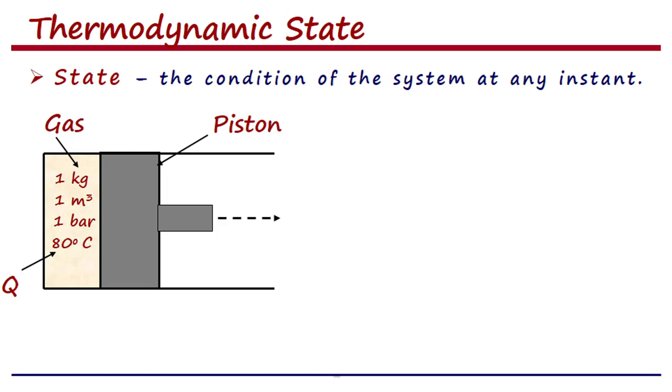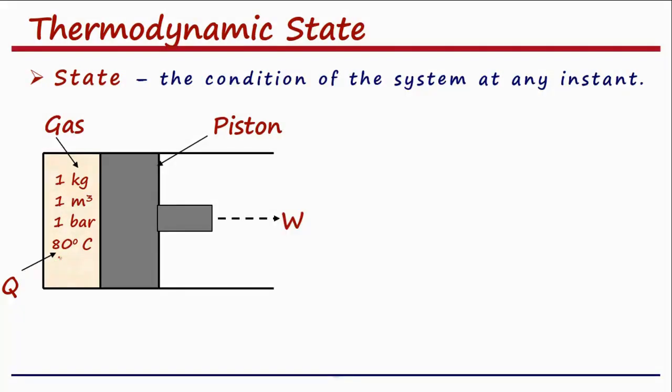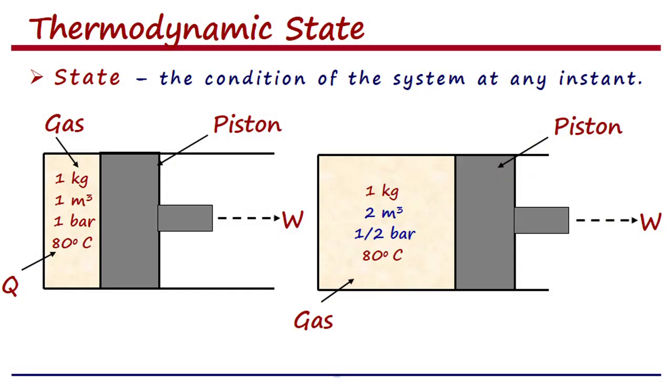Coming to the state or thermodynamic state. State or thermodynamic state is nothing but the condition of the system at any instant. Consider a piston cylinder arrangement in which some gas is taken, 1 kg of mass, 1 cubic meter of volume, 1 bar of pressure, 80 degrees Celsius temperature. At one instant, these are the properties of the system. Now, if I supply heat to the gas, what happens? The gas expands. The mass remains constant. The volume has doubled. The pressure has become half of the initial value. The temperature remains constant. This is the final condition of the system.